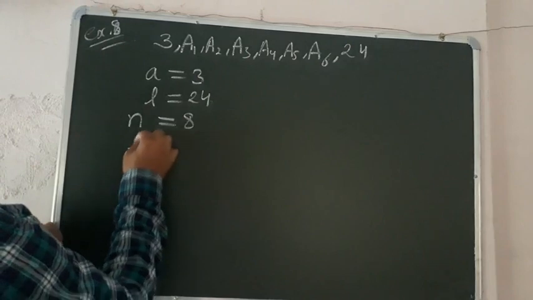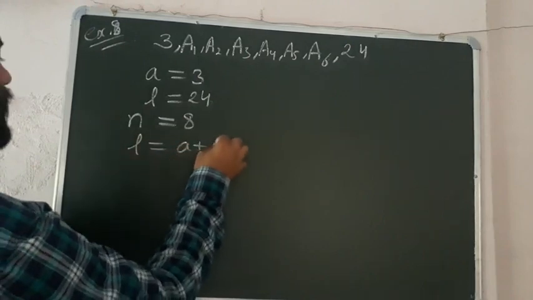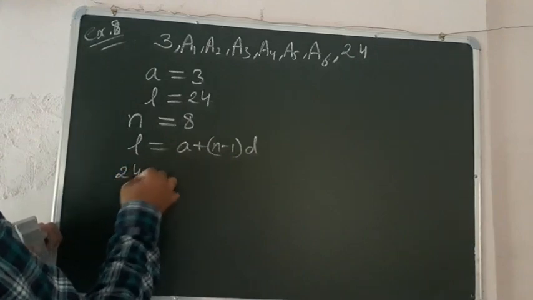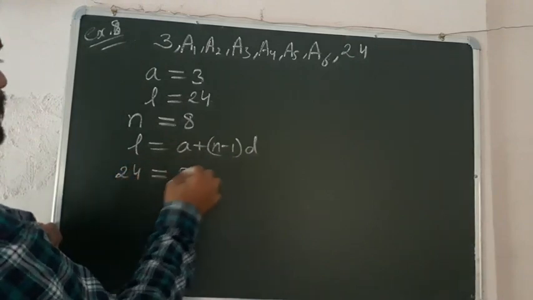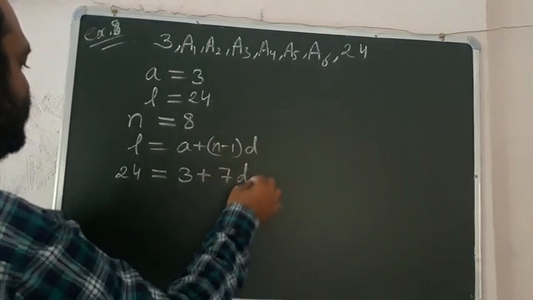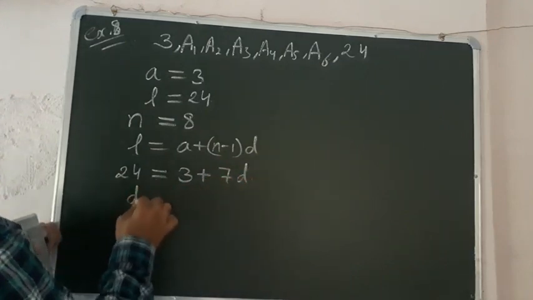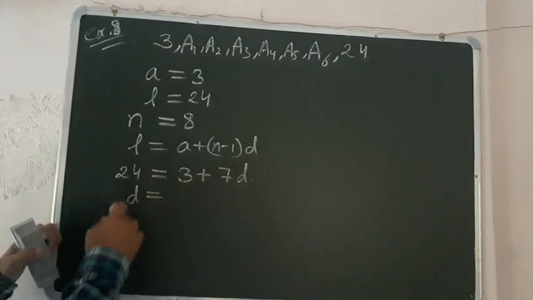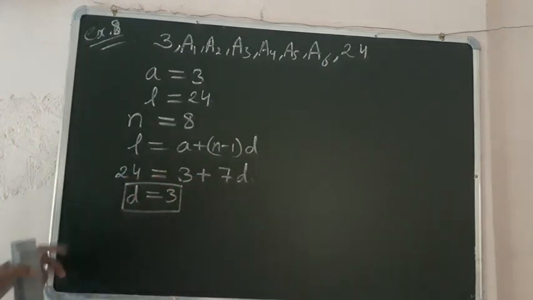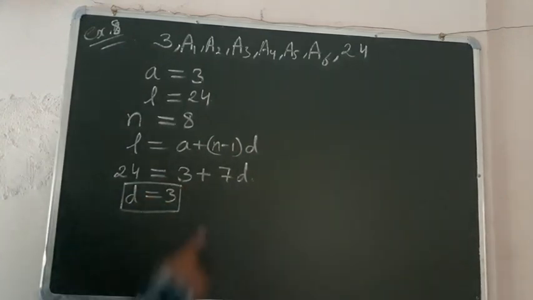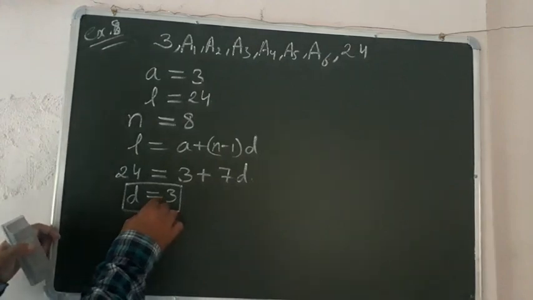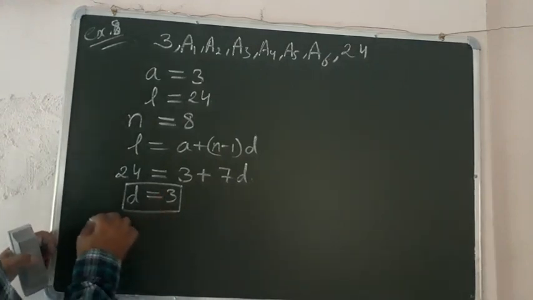As you know, the formula of L is a plus (n minus 1) into d. The value of L is 24 here, so we can put it here. This is 3, and n is 8, 8 minus 1 that is 7d. So whenever you find the value of d, when you simplify this, 7d is equal to 21 and d is equal to 3. The value of d is 3.